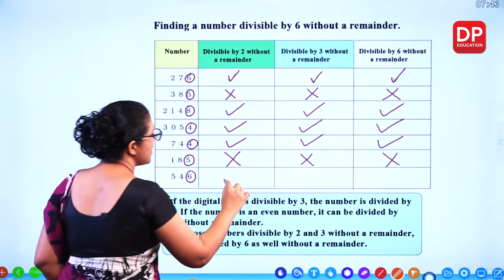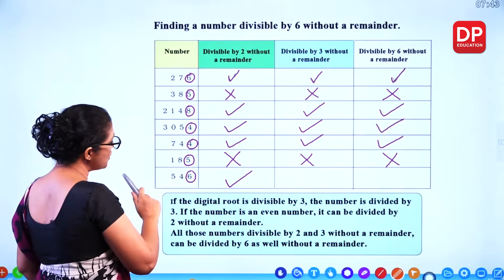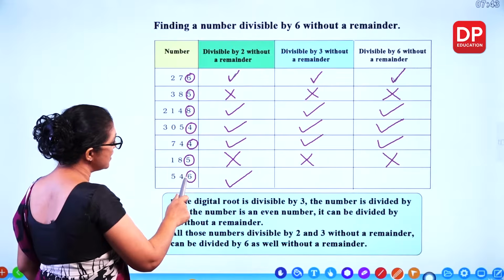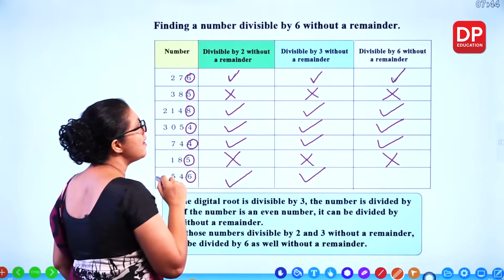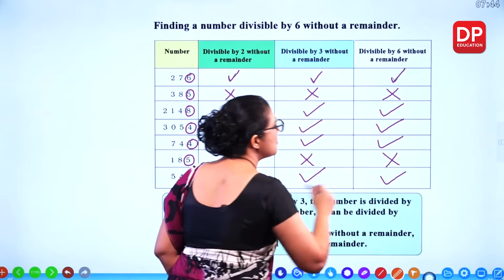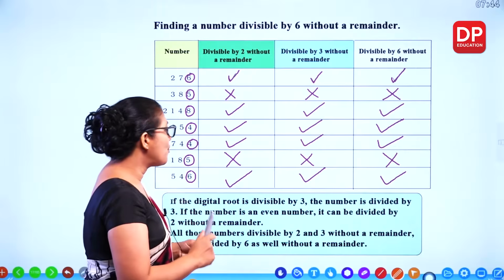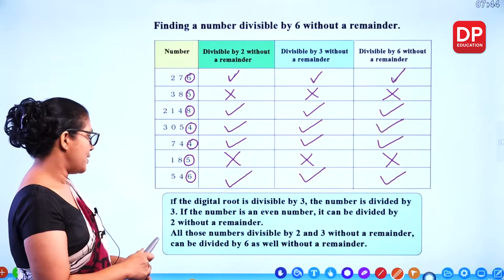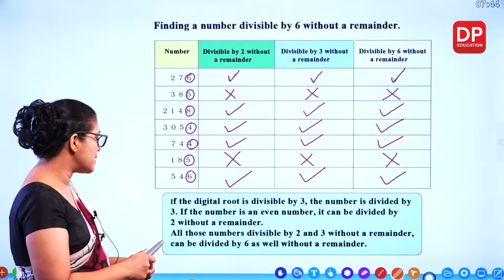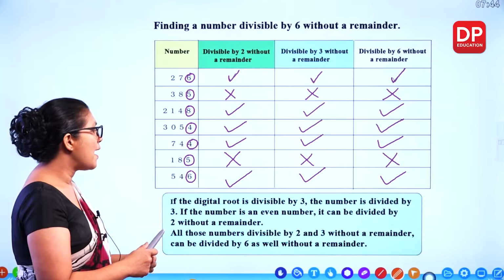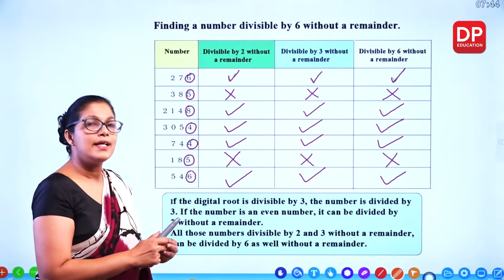Last digit is 6. That's an even number. Yes, it's divisible by 2. Digital root 9. 9 plus 6, 15. That's 5 plus 1, 6. It's divisible by 3. So that means it's divisible by 6 as well. If the digital root is divisible by 3, the number is divisible by 3. If the number is an even number, it can be divided by 2 without a remainder. All those numbers divisible by 2 and 3 without a remainder can be divided by 6 as well.